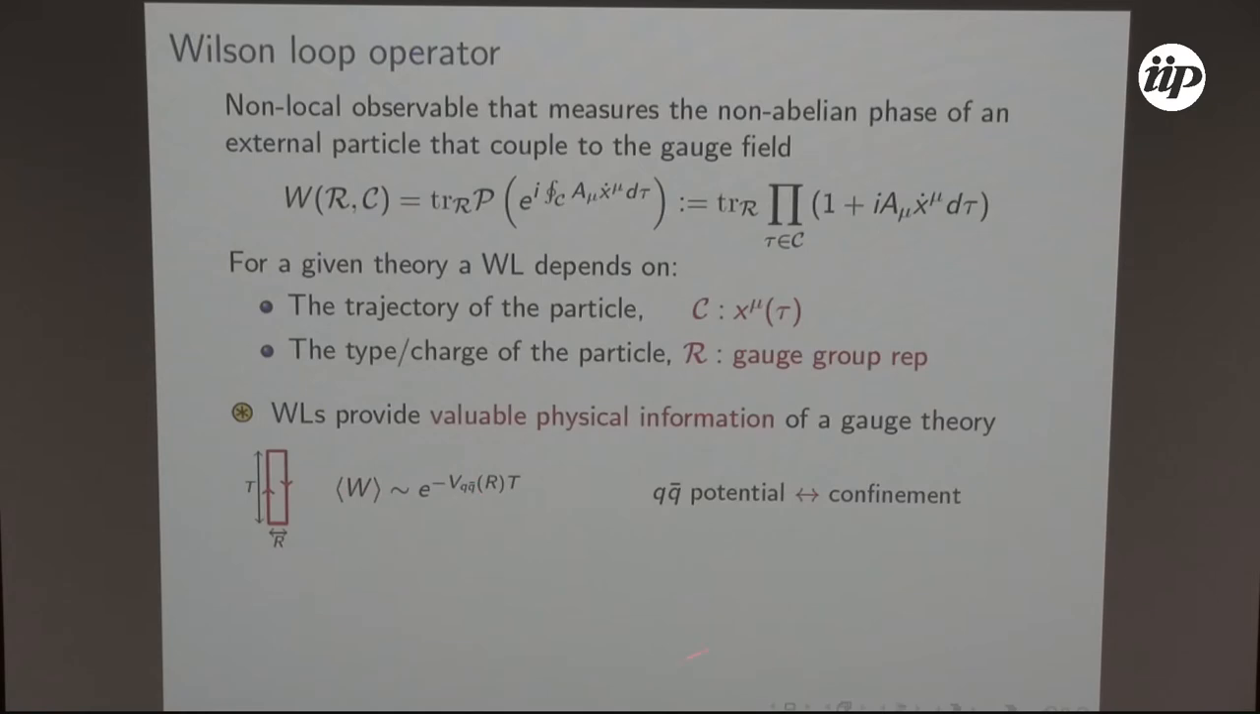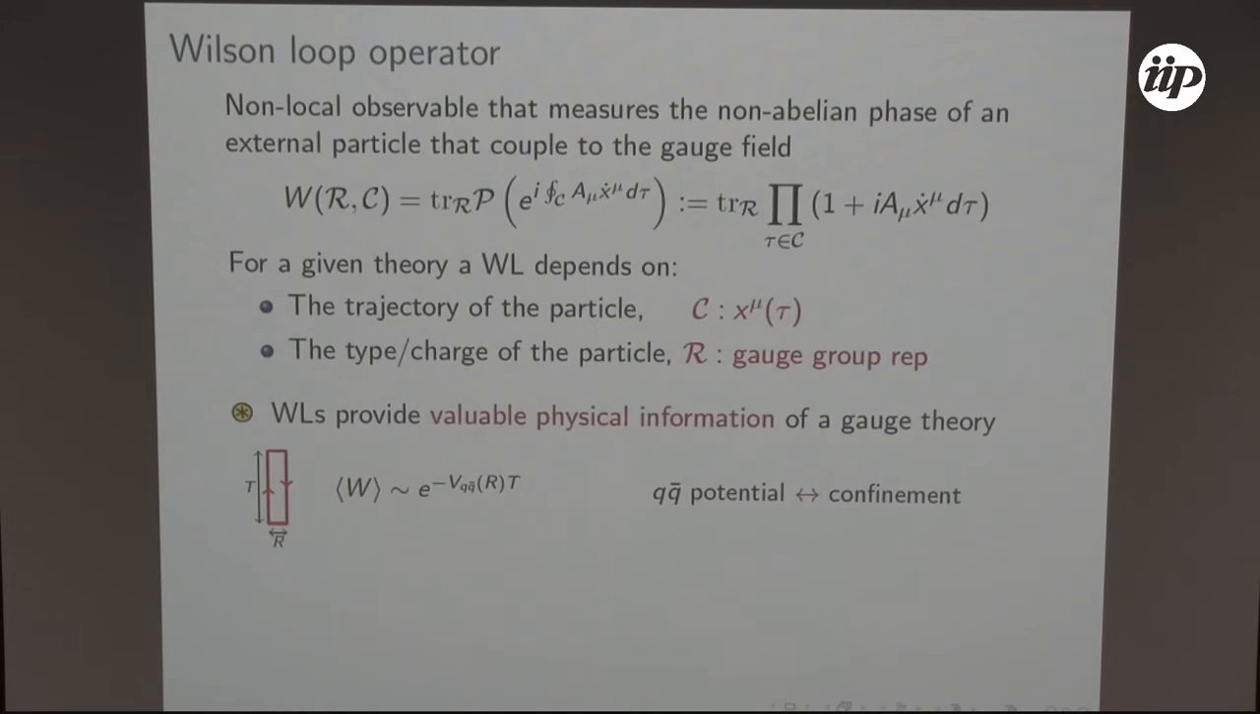you can see that the expectation value goes as the exponential of some coefficient that depends on this separation r, times this long length of the rectangle, t. You can see that this is the static energy of the quark anti-quark potential, and this is a very important quantity in the gauge theory because it can reveal whether you are in a confining phase or not, right?